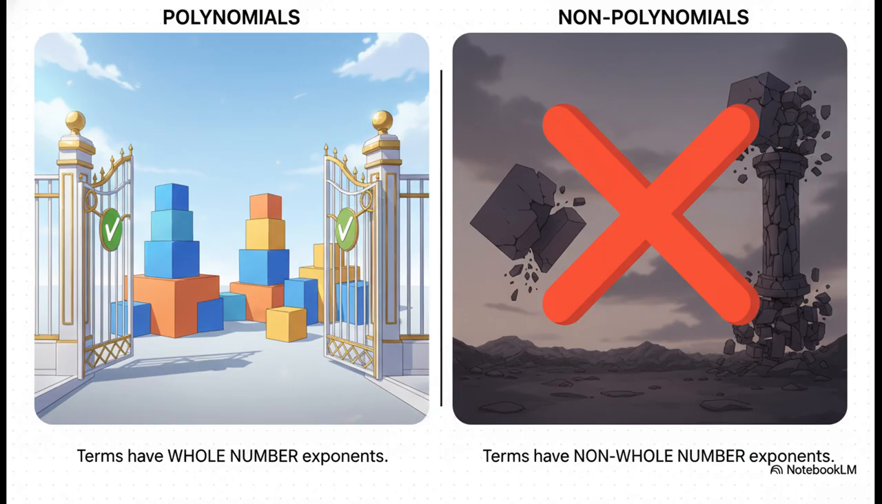And this just lays it out perfectly, right? On the left, you've got the ones that are in the club. Their exponents are all nice whole numbers. But over on the right, these are the rule breakers. The square root of x? Nope, that's really x to the power of 1/2. That's a fraction. What about 1 over x? Also not allowed. That's x to the power of -1. See? They both violate that one simple rule, so they don't get to be polynomial.